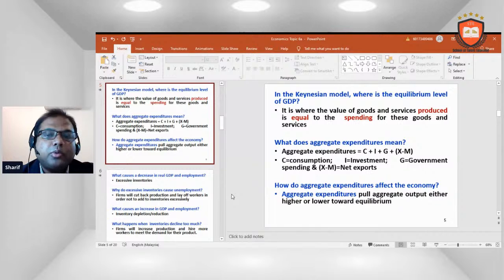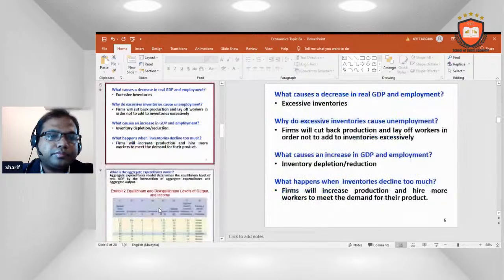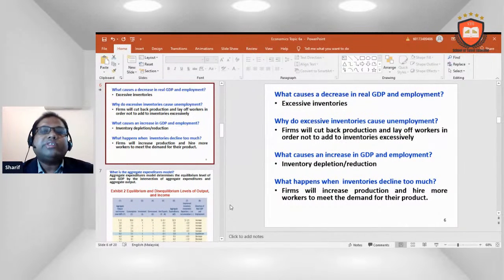How does aggregate expenditure affect the economy? Aggregate expenditure pulls aggregate output either higher or lower towards equilibrium. What causes a decrease in real GDP and employment? Excessive inventories. If we have excessive inventories, at that time our GDP and employment also decrease. Why do excessive inventories cause unemployment? Firms will cut back production and lay off workers in order not to add to inventory excessively.